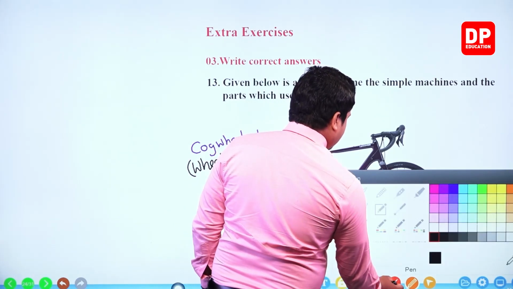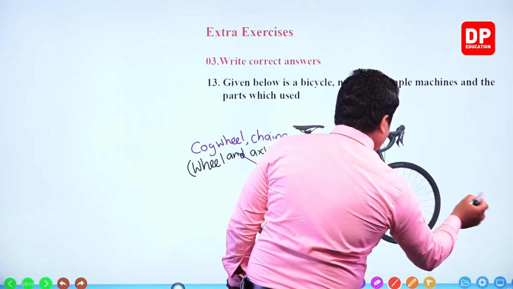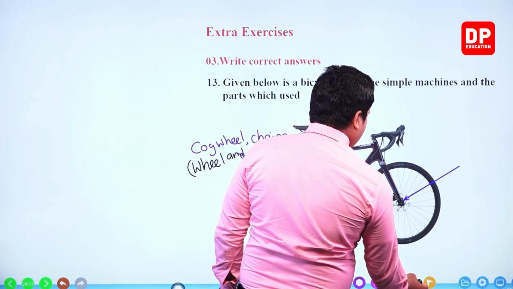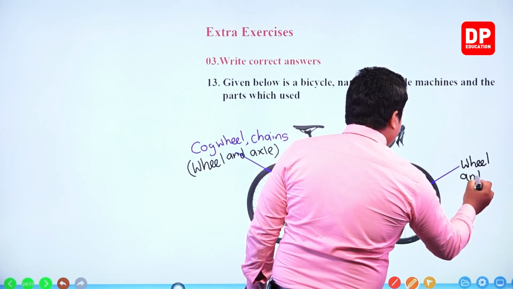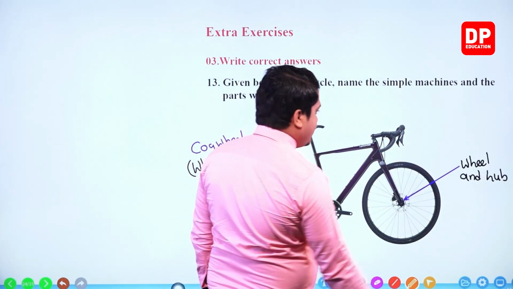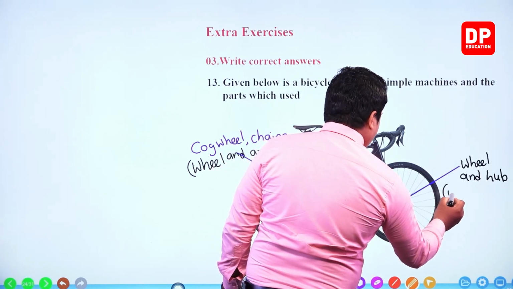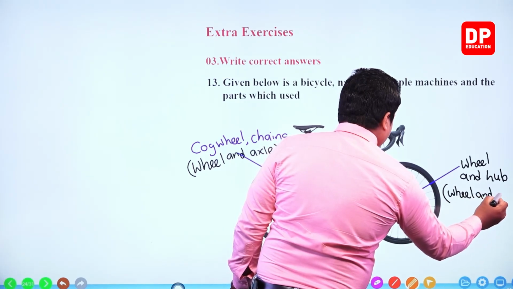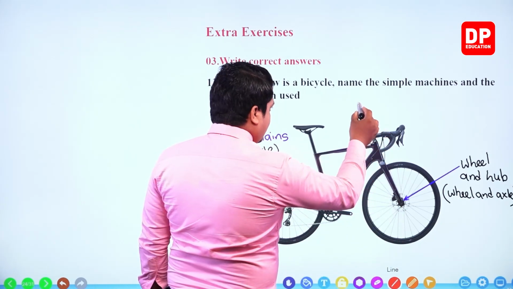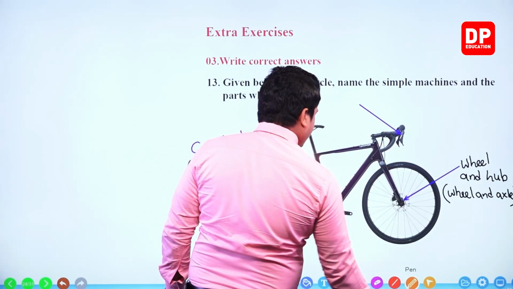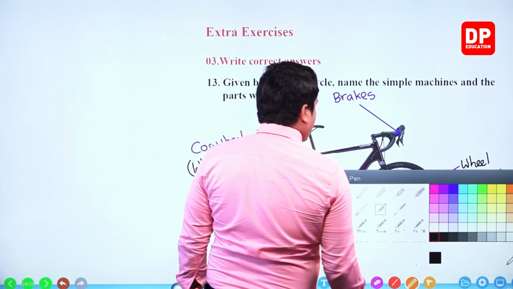Then, my dear children, in here you can observe the wheel and hub. This is called the hub of the bicycle, right? In the wheel and the hub, once again you can observe wheel and axle. Then in here, the brakes. In brakes, my dear children, you can observe levers.